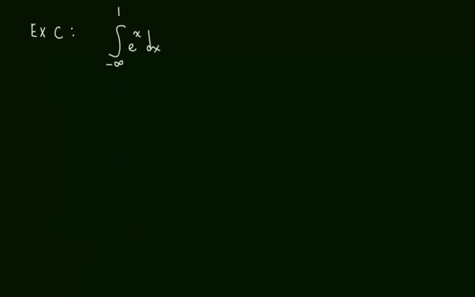Example C, this one is from negative infinity to 1, e to the x dx. So we're going to use the limit definition. Now this time, the bound that is not defined is the bottom bound, and I like to use the marker A for the bottom bound. That's my preference. You can use any marker you'd like. And so now this is the limit as A approaches negative infinity. That's our limit statement that we desire.